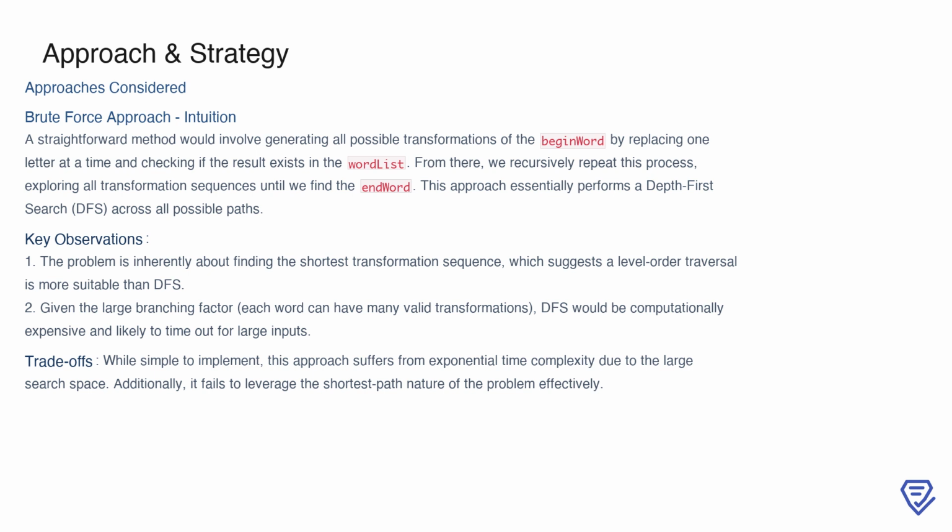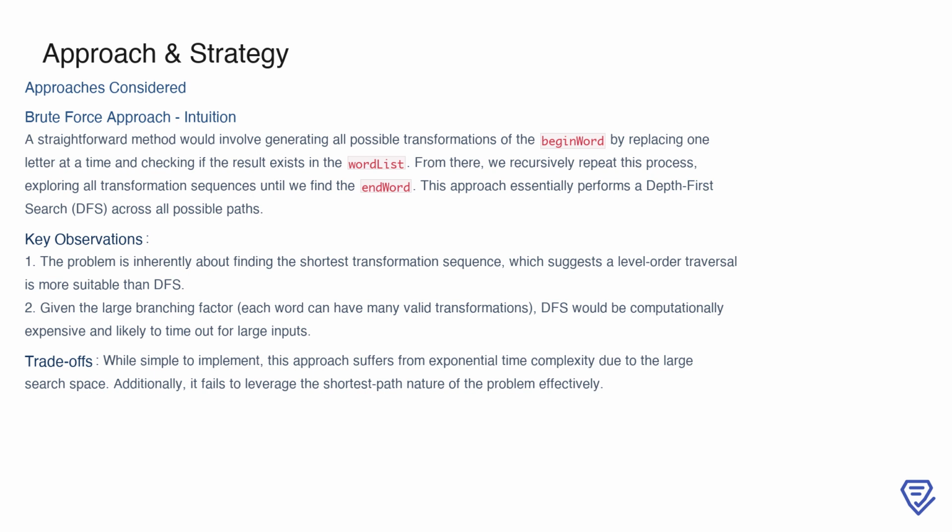However, there are some important observations to make. First, because this problem is about finding the shortest transformation sequence, an approach like DFS, which explores paths deeply before backtracking, might not be the most effective. A level-order traversal, such as breadth-first search, is better suited for problems involving shortest paths. Second, the large branching factor, where each word can have many valid transformations, makes DFS computationally expensive.